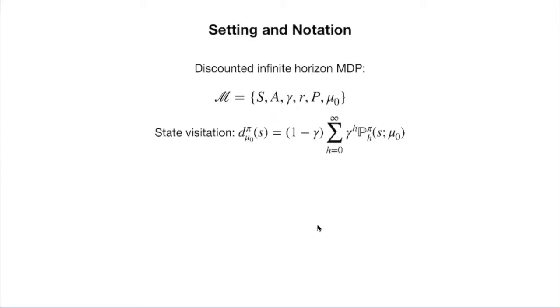Right, so let's recall this state visitation, this state probability. This is the exponential averaging over the time-dependent state distribution, right? This is the probability of you visiting this particular state S at time step H if you follow policy pi, starting from this initial distribution mu0.